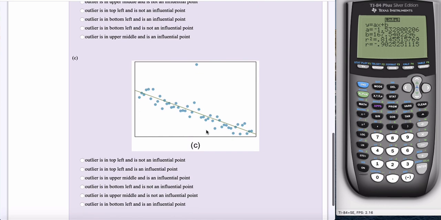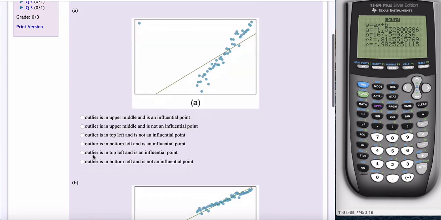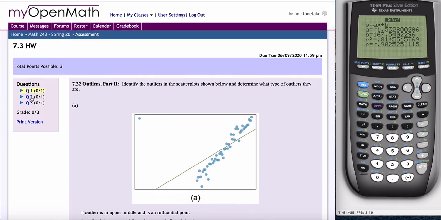Whereas down here, the outlier is way up here, but note that its X value is not significantly different from the rest, and that's causing it to not be an influential point. I guess I just told you the answer for all three of these. I don't know, this isn't the greatest homework assignment. If you get anything out of it, great.